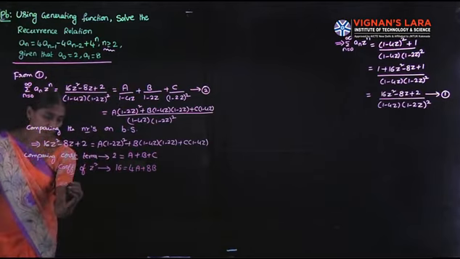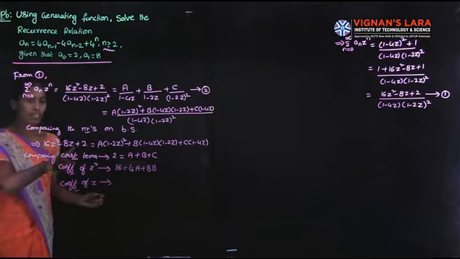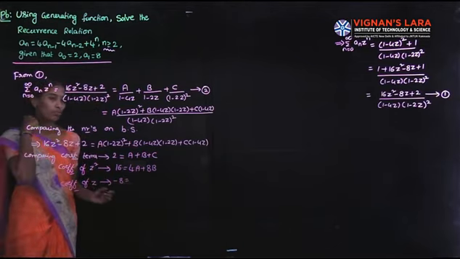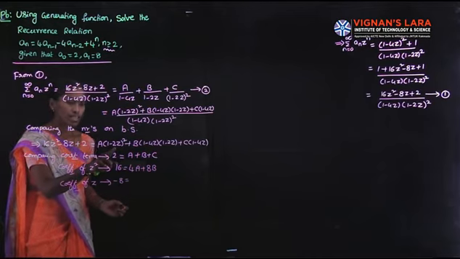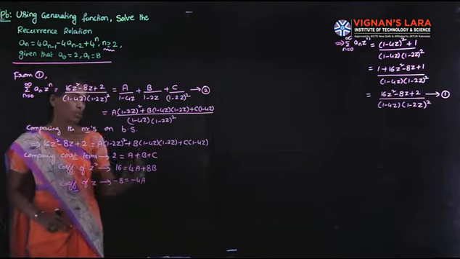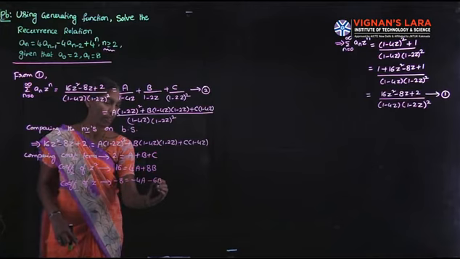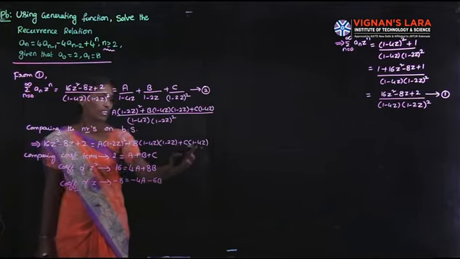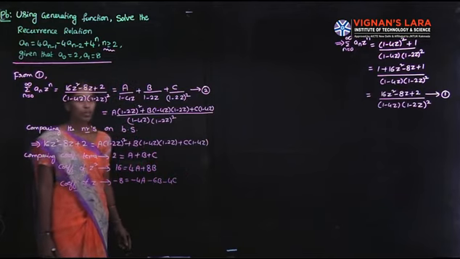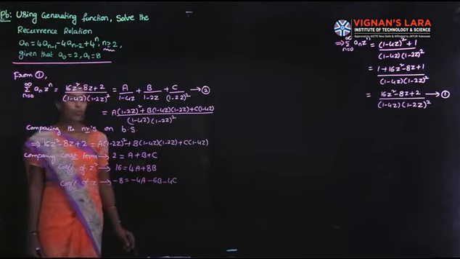Next, comparing the coefficient of z on both sides. Left side, what is the z coefficient? Minus 8 is equal to the right side z coefficient, which is minus 4a, minus 2z, minus 4z, minus 6b. Here the z coefficient is minus 4c is equal to minus 8. Right? This is one way.